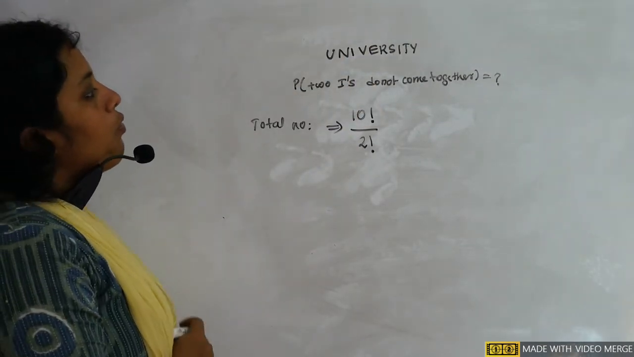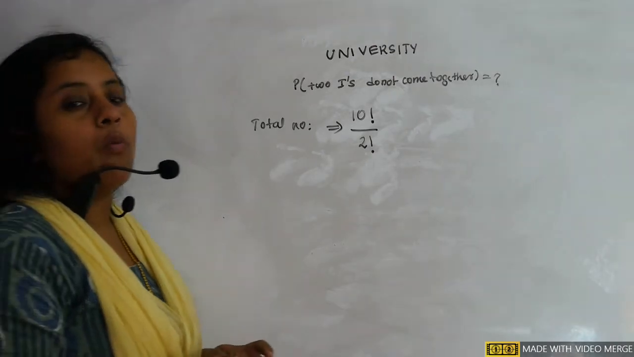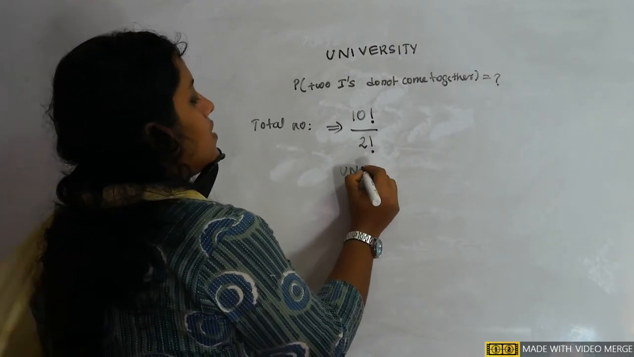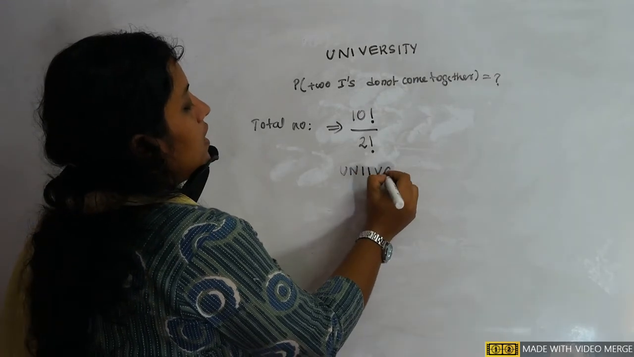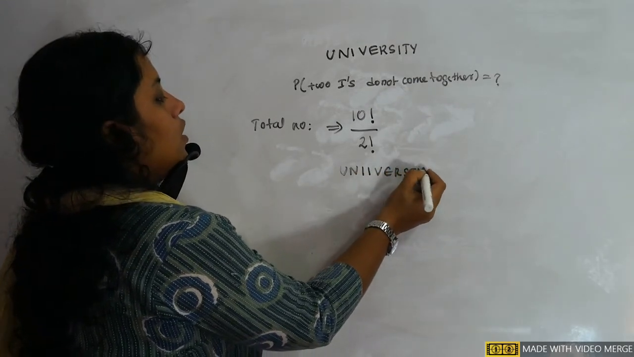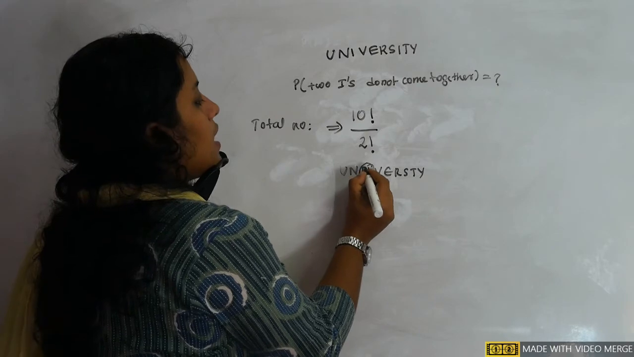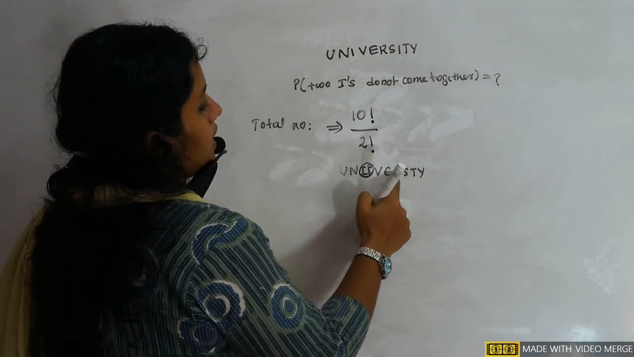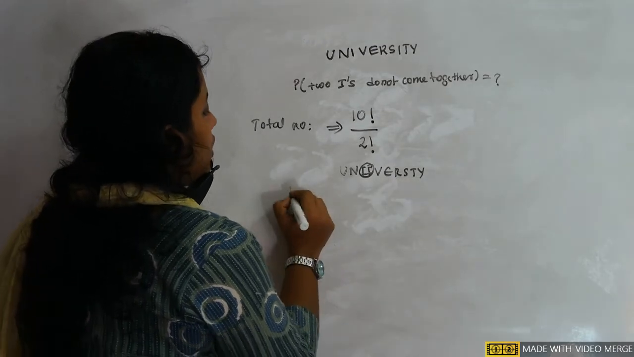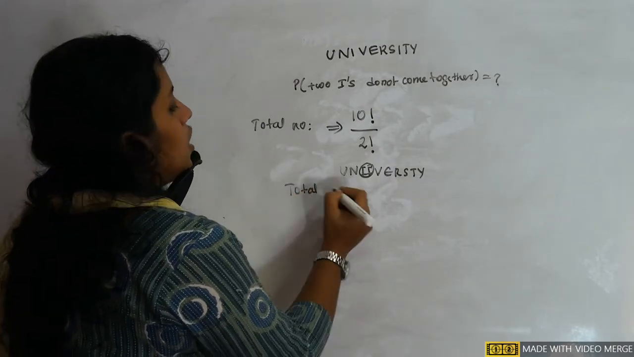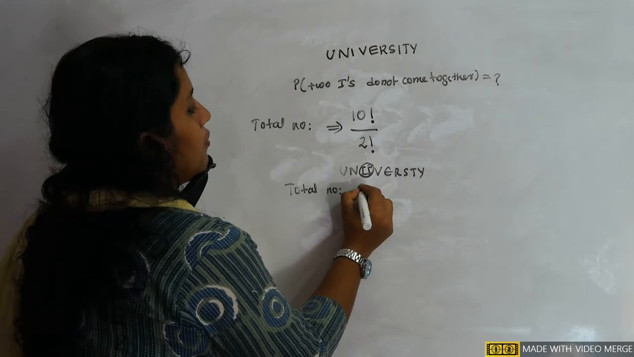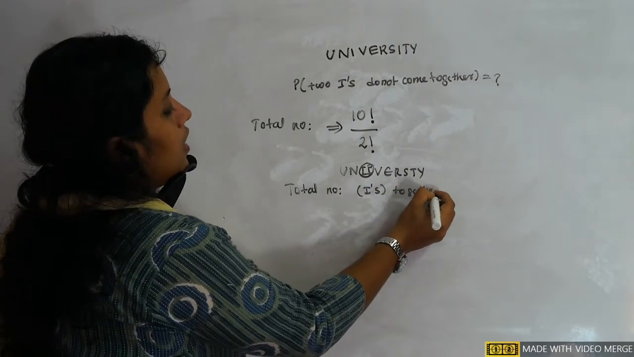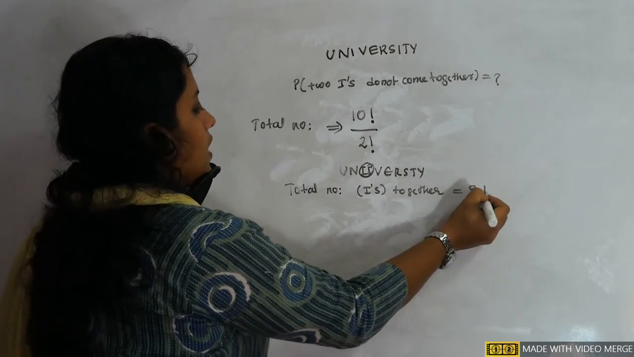Okay. Now, the I's do not come together. Suppose the I's come together. I am writing the two I's together, which means I am considering them as one letter. So 1, 2, 3, 4, 5, 6, 7, 8, 9. What are the total number of ways in this case? If the I's are together, that is 9 factorial, right?